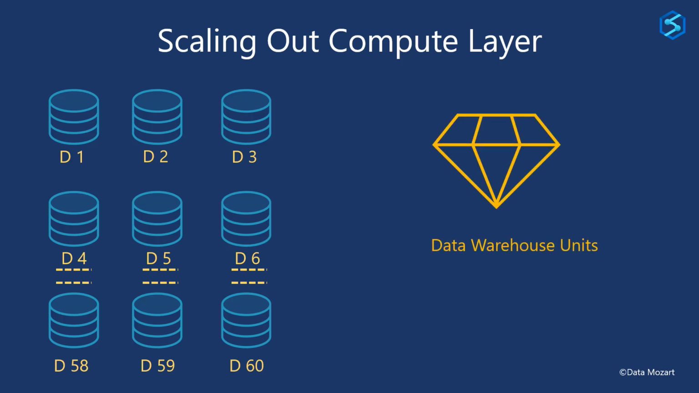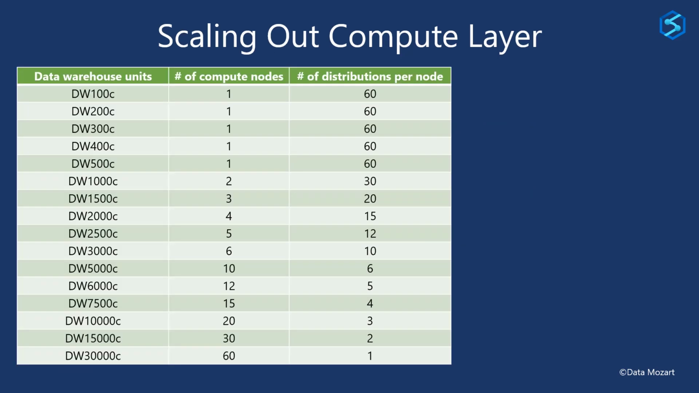Wait, what on earth is now a data warehouse unit? Well, this is a unit that represents the combination of CPU, memory, and I/O. The greater the number of a data warehouse unit, the more powerful it will be. Based on the number of compute nodes, the number of distributions may also vary, as you may see in the table on your screen.